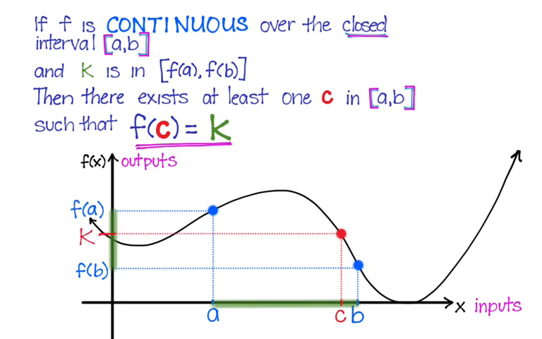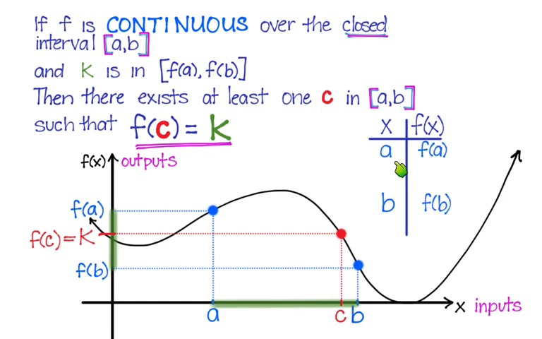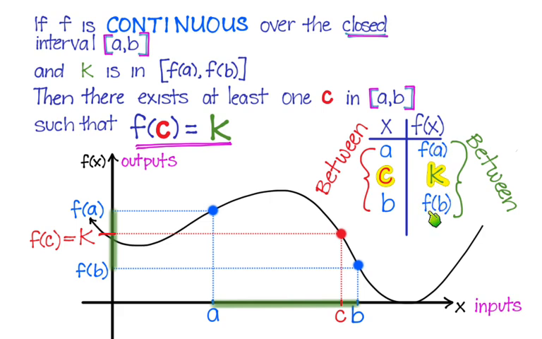Sometimes it's easier to look at it as a t-table. And I'm saying that there's an input of A with its output and an input of B with its output. And this is saying that somewhere between A and B, there exists some value between A and B such that its output must also be between the outputs for those inputs.